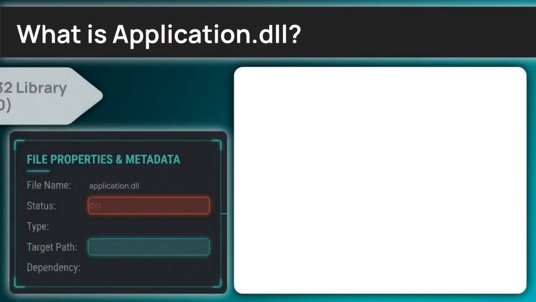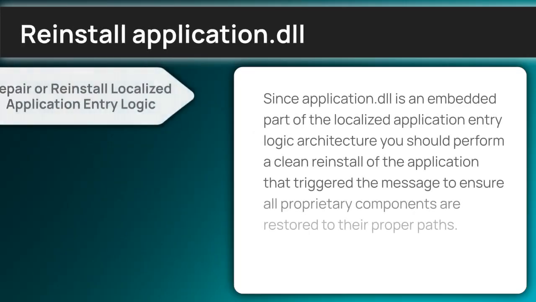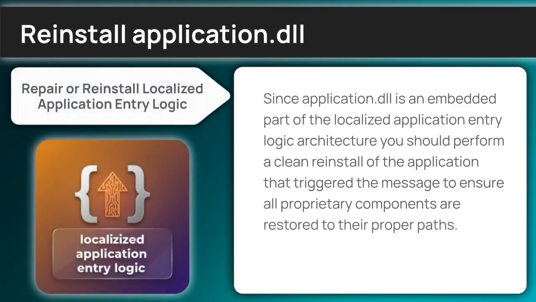This is the Application Library, a generic naming convention used by dozens of proprietary applications from specialized web tools to CAD suites to house their shared application logic and localized object management. Because it lacks a standardized parent, its absence usually points to a broken installation that requires the original installer to restore. With that context in mind, our first logical step is a clean reinstallation. Since Application Library DLL is an embedded part of the localized application entry logic architecture, you should perform a clean reinstall of the application that triggered the message to ensure all proprietary components are restored to their proper paths.